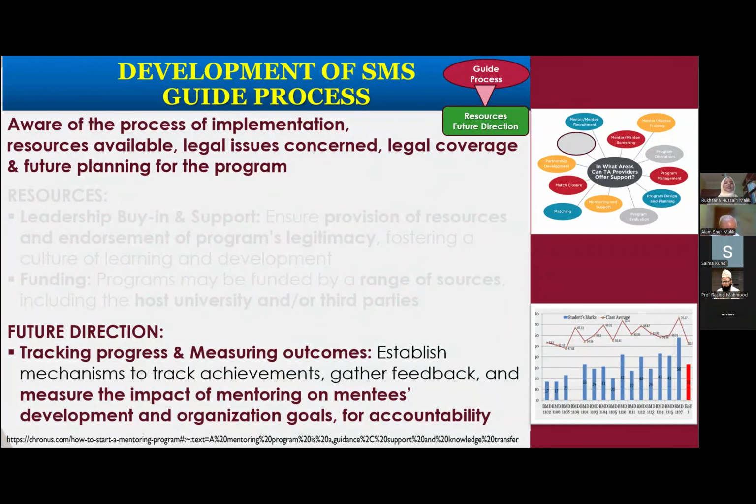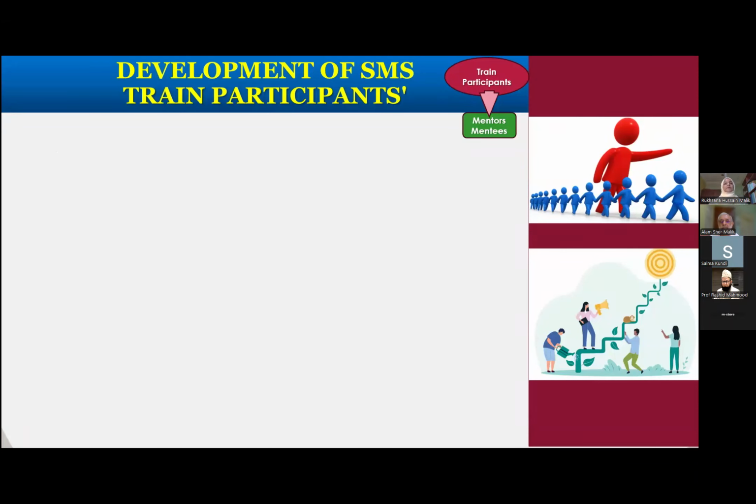The future directions: tracking the progress and measuring the outcome, establishing mechanisms to track the achievements of the students, to gather the feedback and measure the impact of mentoring on mentees' development and organizational goals for accountability. It is very important that we are able to answer the questions when the accreditation process takes place, that how this system is working and how beneficial it is and how it is being managed legally and in the form of documents.